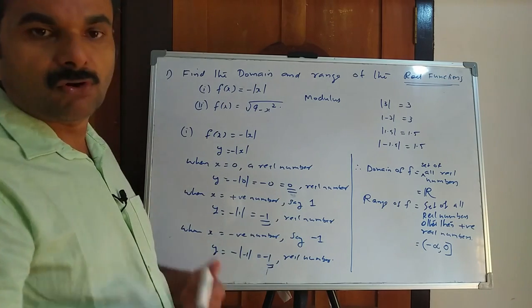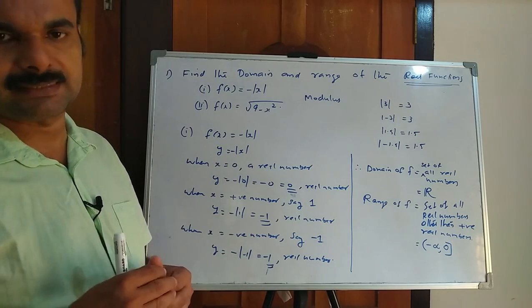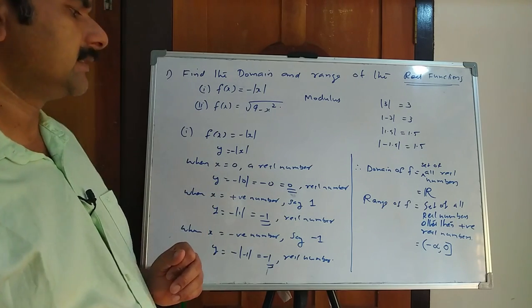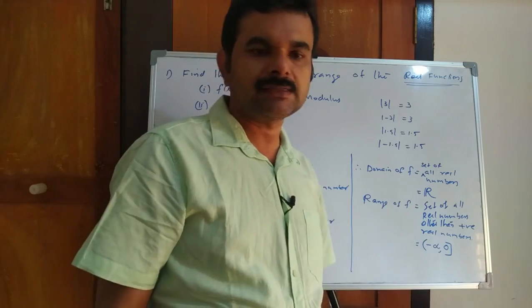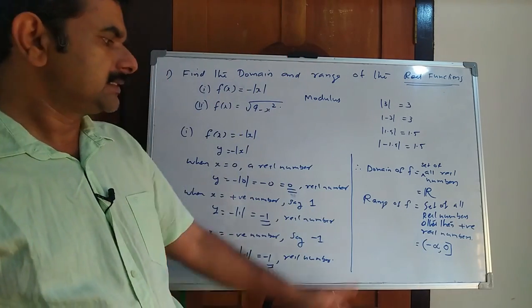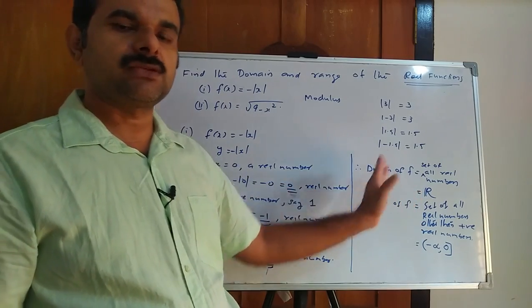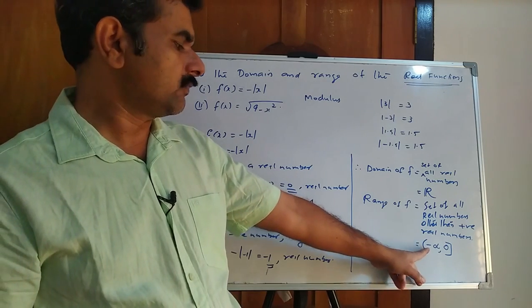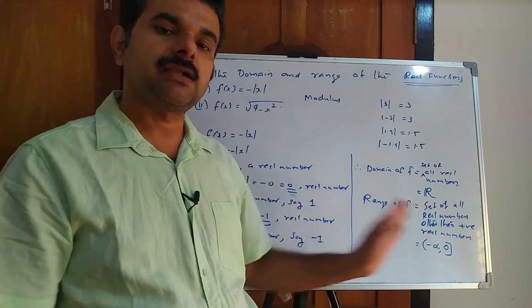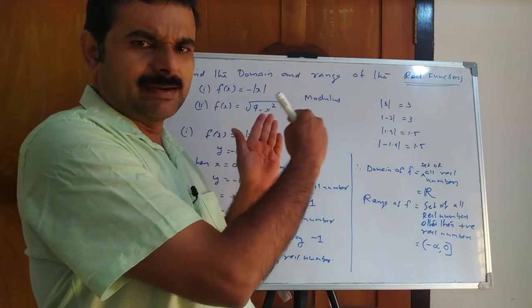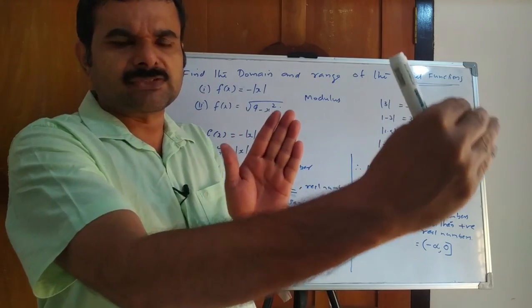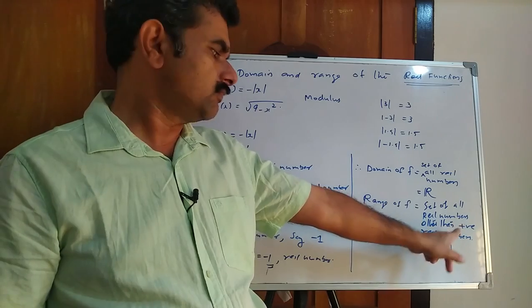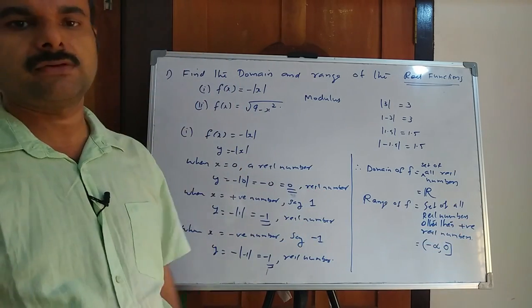So for all real values of x, you will get only negative numbers and 0 as the elements in the range. Therefore, the domain is the set of all real numbers, that is script R, whereas the range of the function f is the set of all real numbers except positive numbers. That means up to 0: minus 100, minus 99, and so on, minus 4, minus 3, minus 2, minus 1, 0. So no positive numbers are found here. That is all about this question. Okay, the second question.